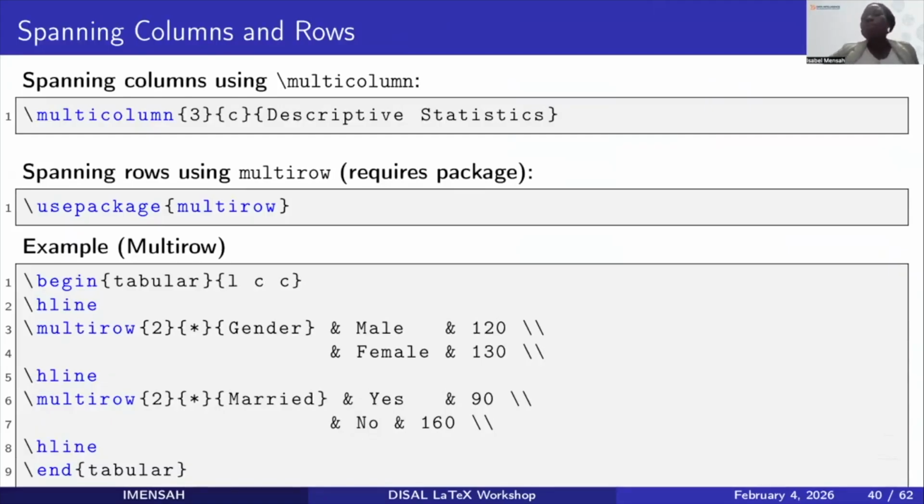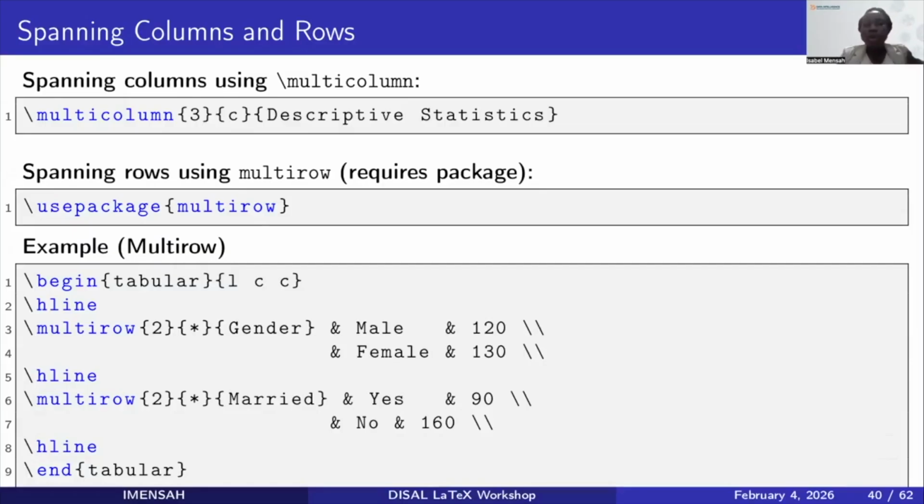So sometimes you are working on something where you want to put two rows together to make a statement. You want to put two columns together to make a statement. We have what we call the multi-column and the multi-row when you are working with a table. Now with the multi-column, it helps you to put two columns together, and then with the multi-rows, it helps you to put two rows together.